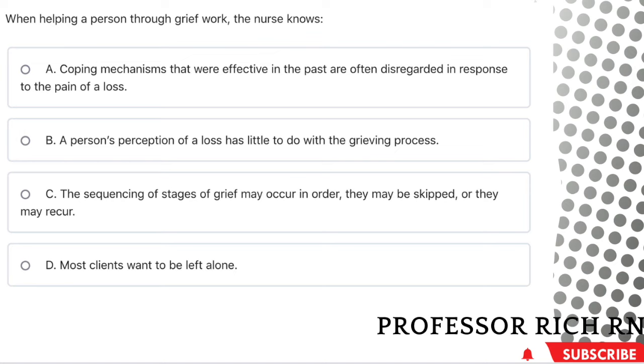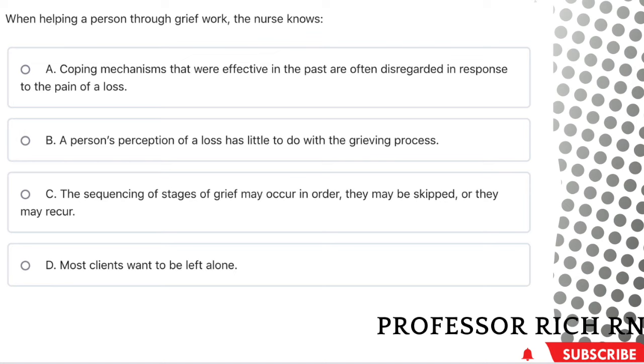Okay, all right, let's jump to this next one. When helping a person through grief work, the nurse knows: A, coping mechanisms that were effective in the past are often disregarded in response to the pain of a loss. B, a person's perception of loss has little to do with the grieving process. C, the sequencing of stages of grief may occur in order. They may be skipped or they may reoccur. D, most clients want to be left alone.